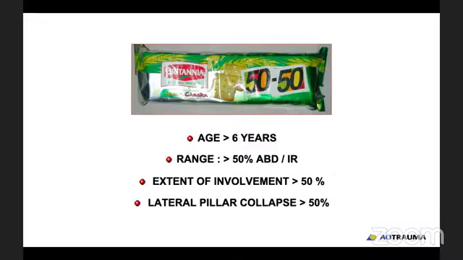So I think some of you still remember, I don't know whether this is still available, the 50-50 biscuit, but I think it serves a very good analogy for Perthes disease. If you consider the age between 0 to 12 years, if it's less than 6, you generally don't do surgery. So more than 6, you tend to do surgeries. If the range of motion is more than 50% of abduction and internal rotation, you can go ahead with the containment surgery. If the extent of involvement is more than 50%, you should consider surgery. If the lateral pillar collapse is a Herring B or a C, you should consider surgery.